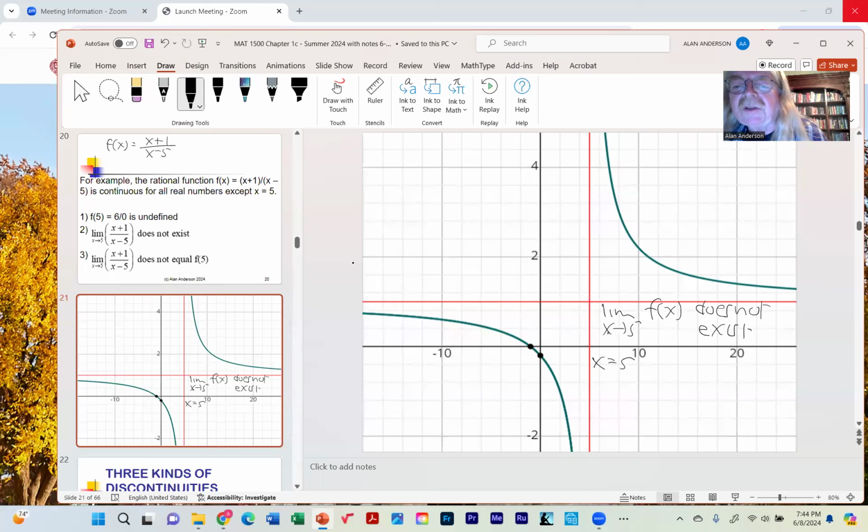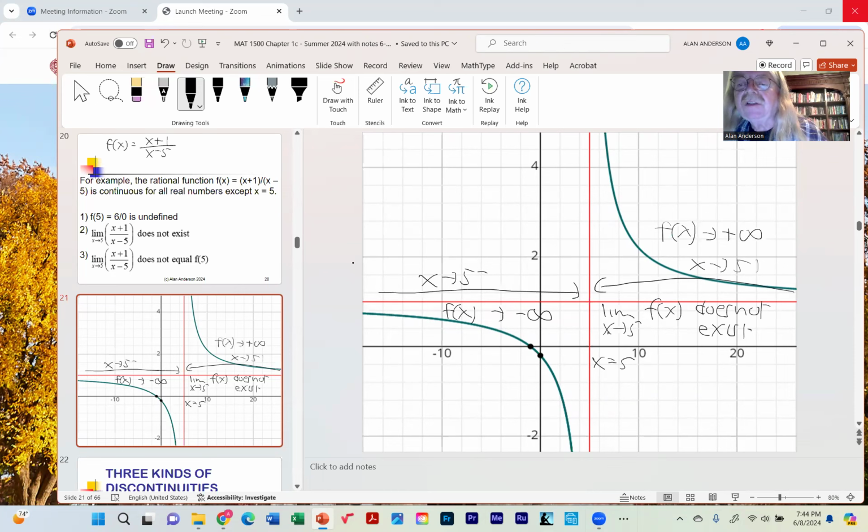Of course, you can tell just by looking at this graph, as we approach from the left, the function converges to negative infinity. Over here, as we approach from the right, the function converges to positive infinity. Okay, since they're not equal to each other, that guarantees us that the limit does not exist, and that in turn means that the function is discontinuous.